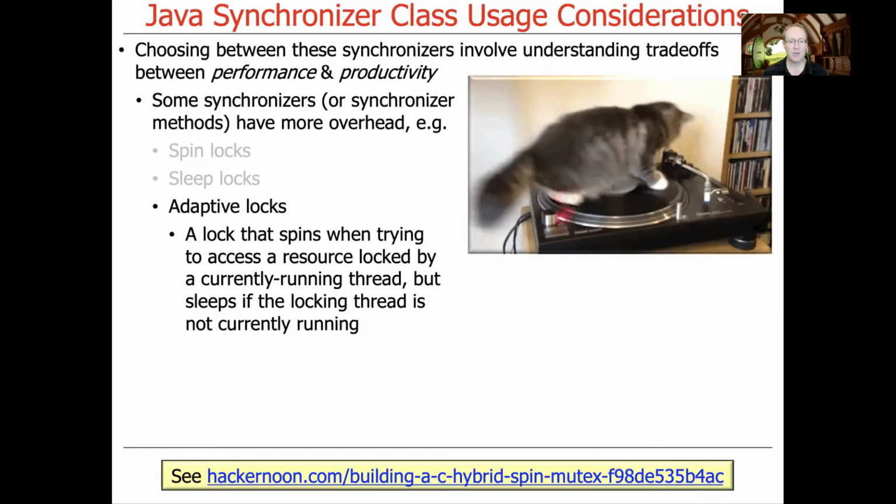And that's a lock that will spin when trying to access a resource locked by a thread that's currently running. But if that thread goes to sleep while still holding or owning the lock, then the thread will be put to sleep, because there's no point in spinning when the owner of a lock is not running, because of course that lock is not going to change its state because the thread that owns it is asleep. So those are sometimes called adaptive locks, which will spin a bit and then sleep if there's no chance of making any progress until they get a chance to make progress again.